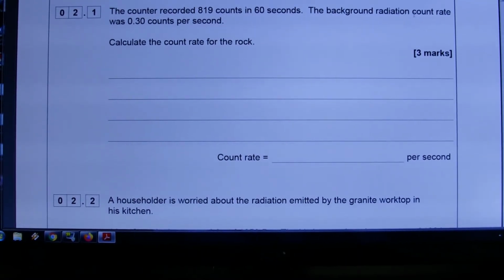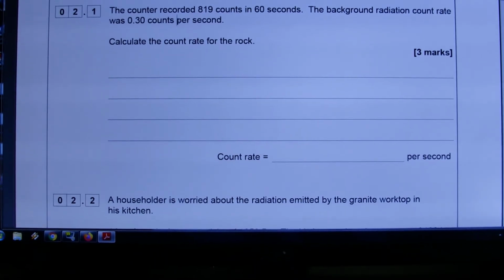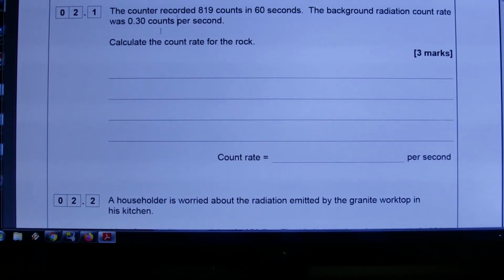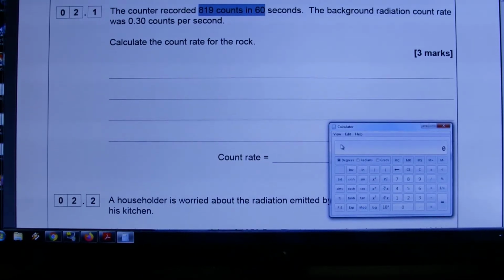Well, we have here count rate, and count rate is what we want. So I would assume that the units of the expressed count rate, counts per second, are the units they want. 819 counts in 60 seconds is, oh look, use a scientific calculator where appropriate. 819 divided by 60 is 13.65 counts per second. Background radiation was 0.3 counts per second. You subtract that 0.3 from the 13.65 registered, you get 13.35 counts per second. Include the units.